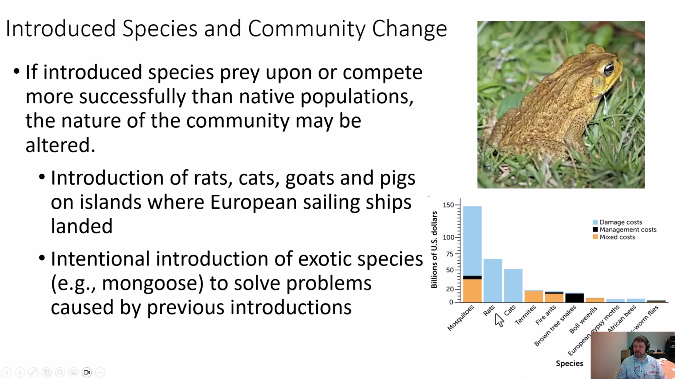Rats, again, these are generalists. They can feed at many different trophic levels, which makes these two very good at adapting to new environments and altering those environments and changing how that ecosystem operates. And then, if we look down, we have some other interesting things.